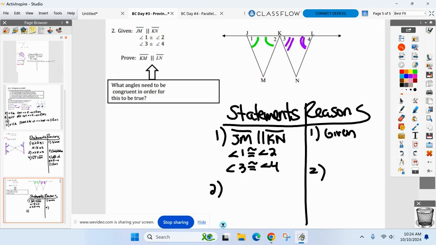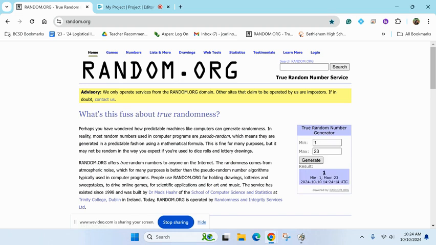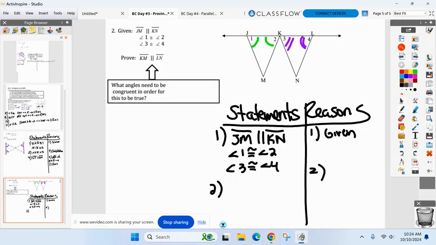All right, here we go. Talk to me, Connor. Which 2? If I gave you KM was parallel to LN, which 2 angles would be equal? 2 and 4. Okay.